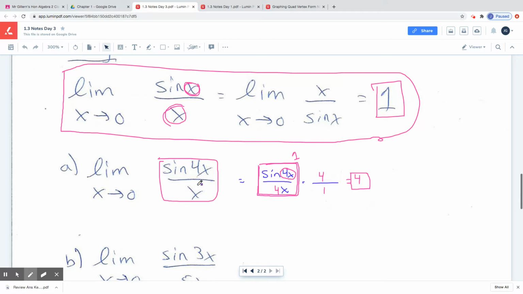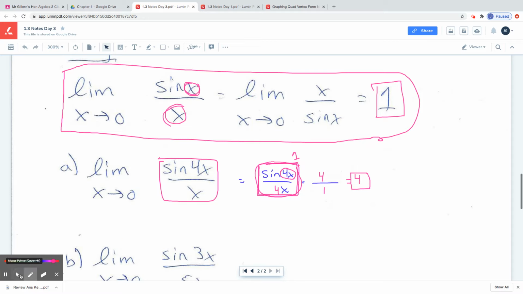So I manipulated by multiplying the bottom by 4 so that the limit equals 1, because whatever comes after sine has to be on the top and the bottom. It was 4x after, so I need 4x on the bottom. You're allowed to multiply the bottom by a constant as long as you do it to the top. This whole thing here is equal to 1. 1 times 4 is 4.